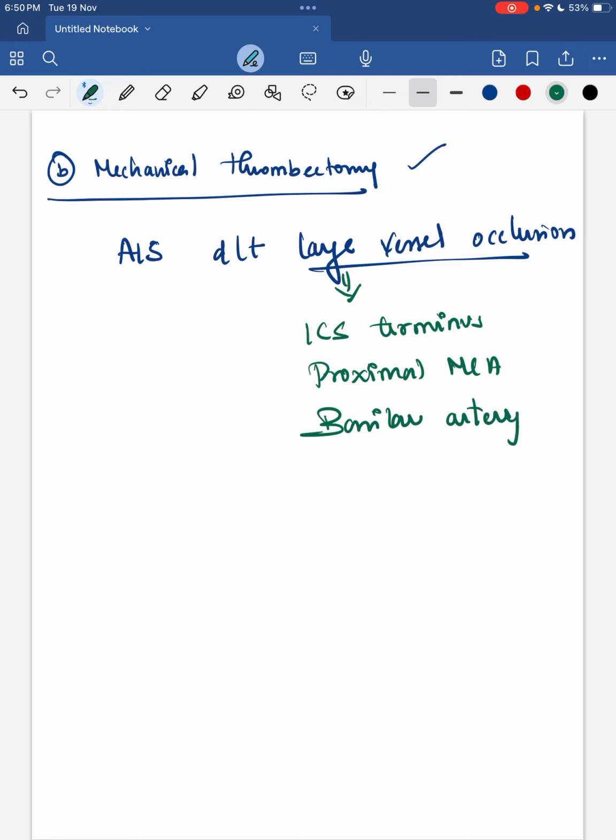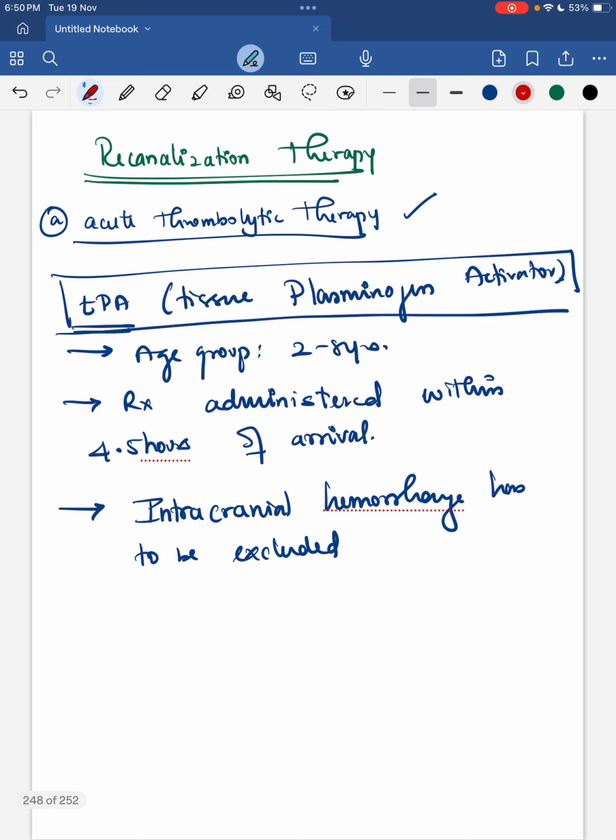So this recanalization therapy is a controversial one in pediatric age group. It is mainly based upon your centers and also based upon your case to case basis. So it is controversial in pediatric stroke, right? Yes. Next, regarding our long-term management.